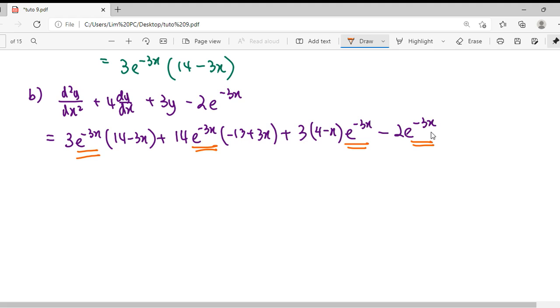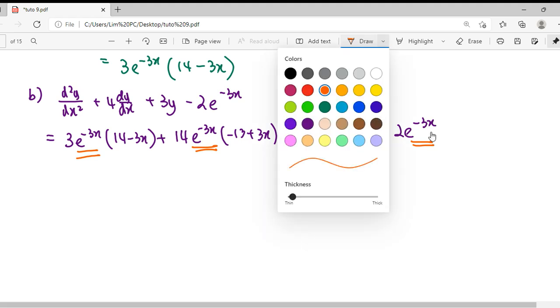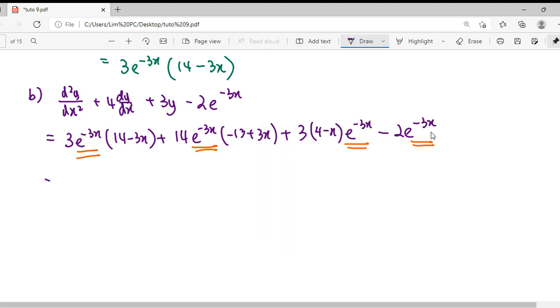Other than that, we don't have anything that's similar. So we can only factorize out our e negative 3x. After we factorize out the e negative 3x, we see what is remaining. 3 times 14, so 42. So 3 times here, negative 9x. So that will be our remaining part from the first term.